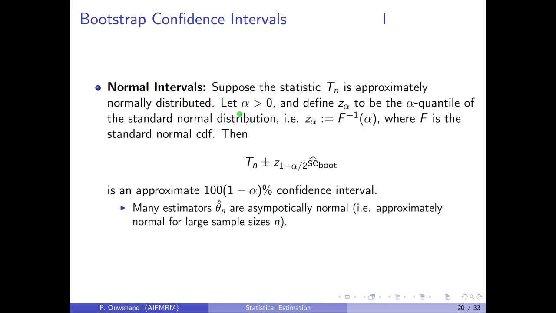Let alpha be greater than 0 and define z alpha to be the alpha quantile of the standard normal distribution. In other words, z alpha is equal to the inverse CDF, or the quantile function, of the normal distribution evaluated at alpha. And then a confidence interval can be obtained in the usual way. In other words, taking the quantile and multiplying it by the standard deviation, which gives a confidence interval symmetric around the point estimate Tn.